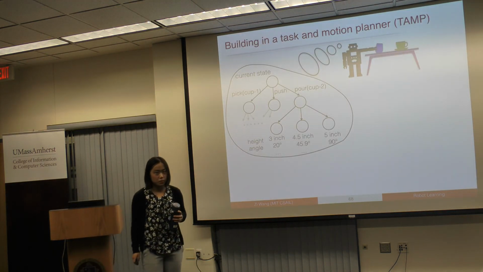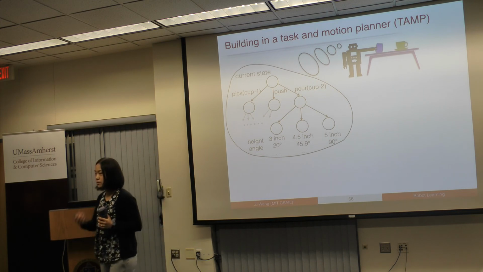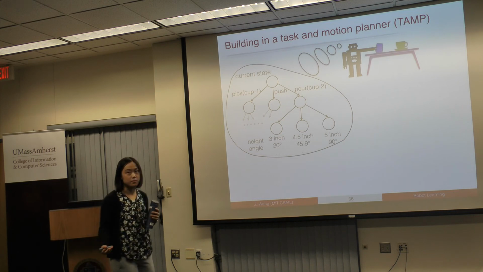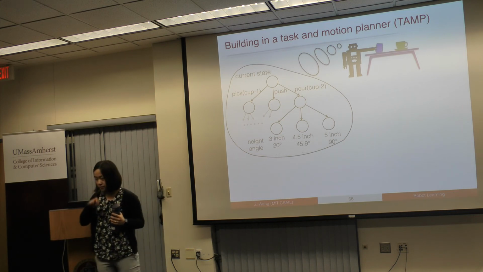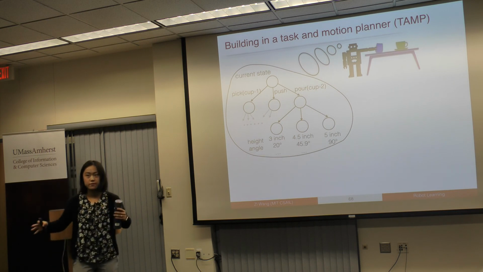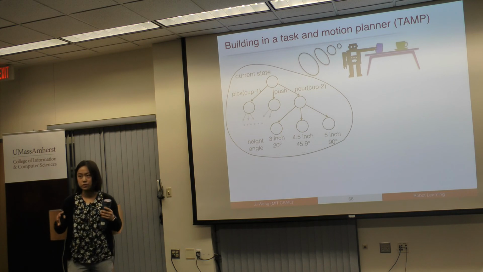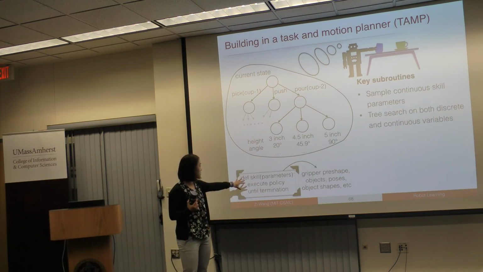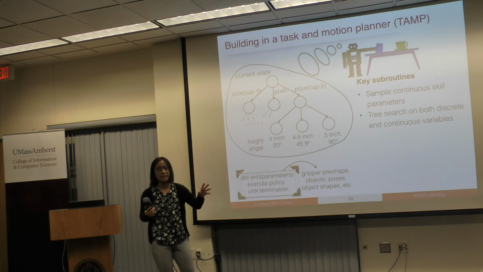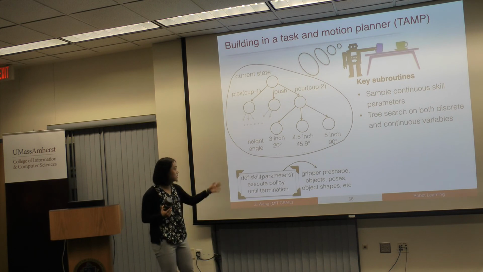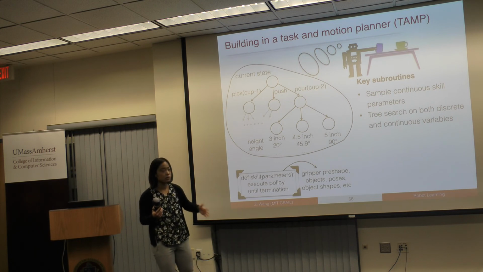The approach that we typically use is to build in a task motion planner. You can think of a task motion planner as doing some sort of search in the space of our skills. By skills, I really mean a piece of program that takes in some parameters, which could be discrete or continuous, and then according to those parameters, it tries to execute some policy until termination.